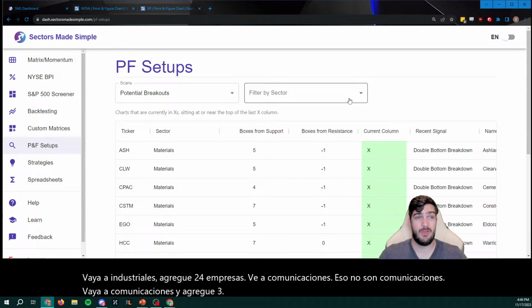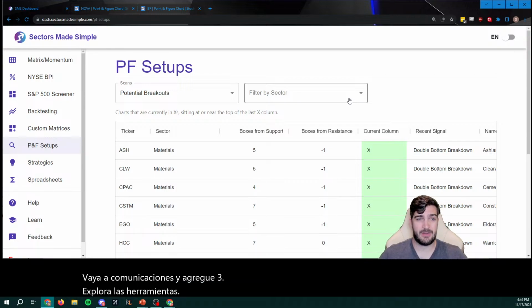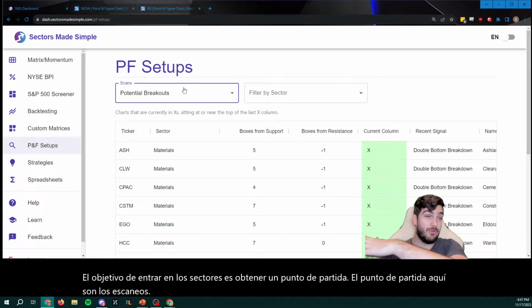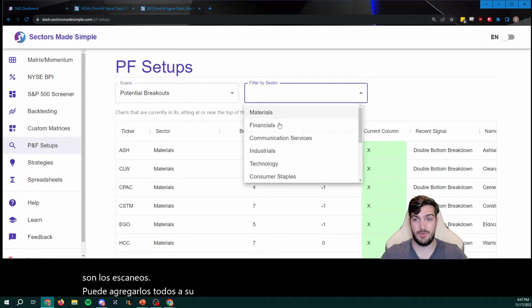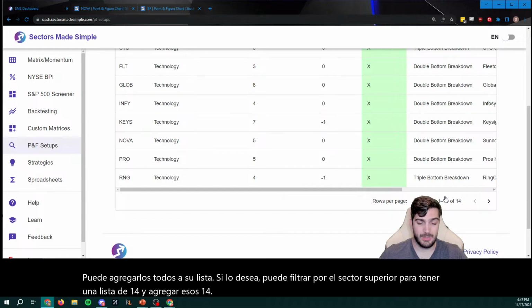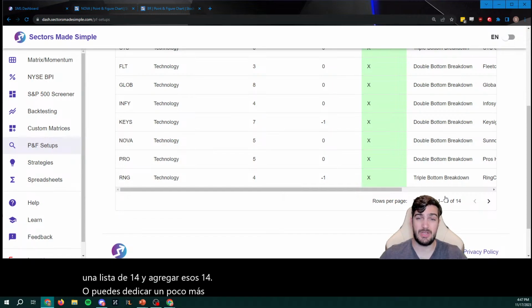Explore the tools. The goal of Step Into Sectors is you get a starting point. The starting point here is the scans. You can add them all to your list if you want. You can filter by the top sector to have a list of 14 and add those 14. Or you can spend a little bit more time, go into the data, look at the charts, study them, and see what makes sense for you.